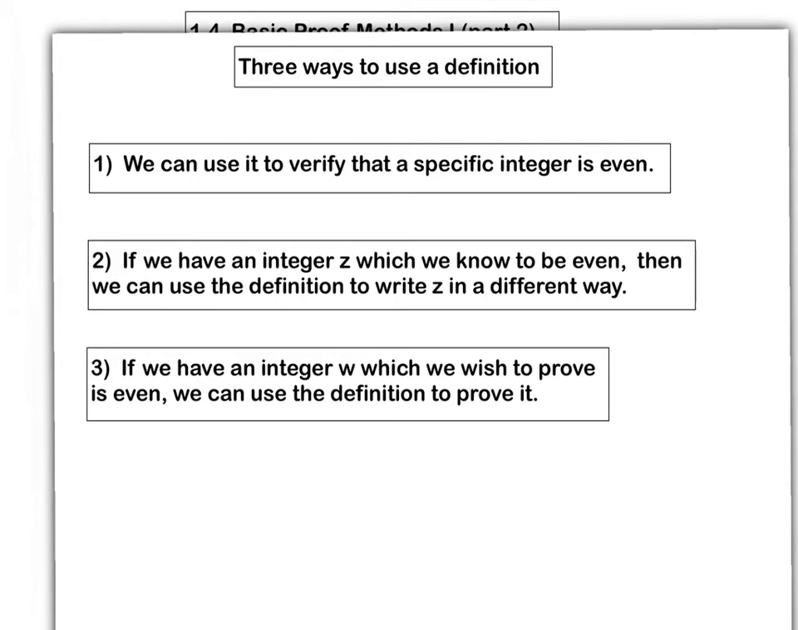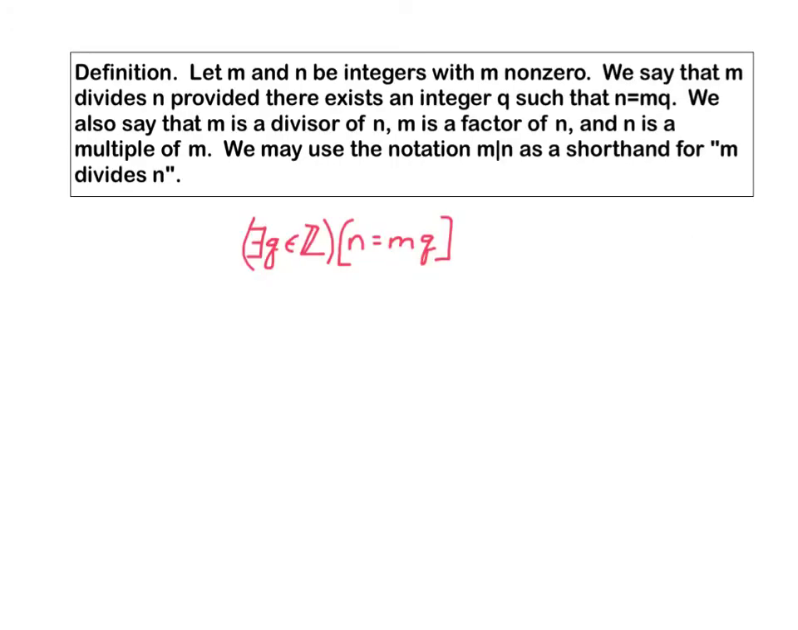Well, I'm going to finish this video by showing you one more definition that we'll make use of in future proofs. So here's a new working definition for you. In this definition, we're defining the concept of one integer dividing another integer. So we let m and n be two integers, where m is a non-zero integer. We say that m divides n, provided there exists an integer q such that n is equal to m times q. And here I've written that definition in symbols.